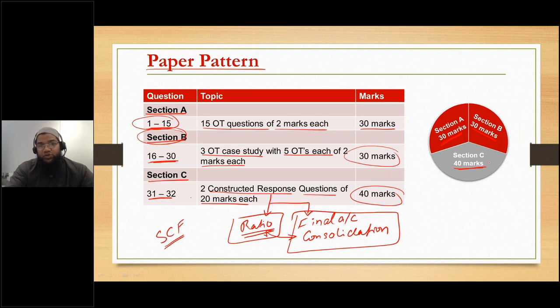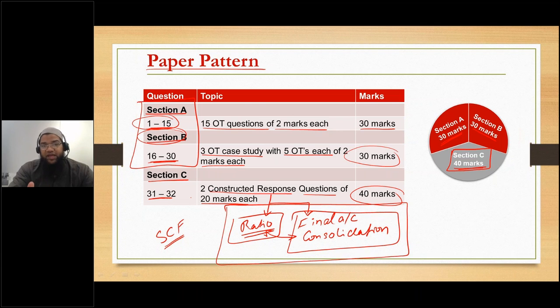So normally my approach to teaching is that a student should have a strong grip on Section C, because the number of areas here is comparatively limited as compared to Section A and B. So the students can focus on this more and try to score 30 marks out of this 40. If a student is able to score 30 marks out of the 40 marks, he needs only 5 OT questions from Section A and 5 OT questions from Section B to be able to pass the exam. So we need a total of 50 marks to pass. We are going to score 30 from Section C, 10 from Section A and 10 from Section B.